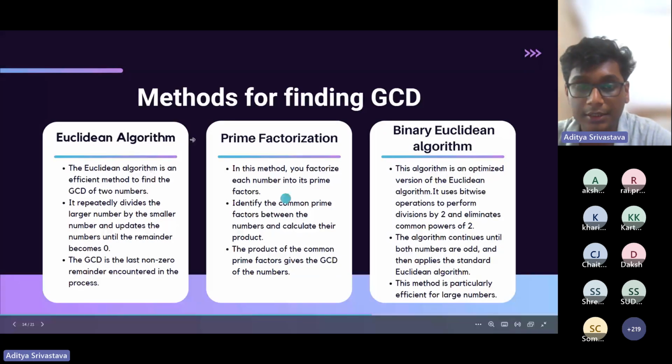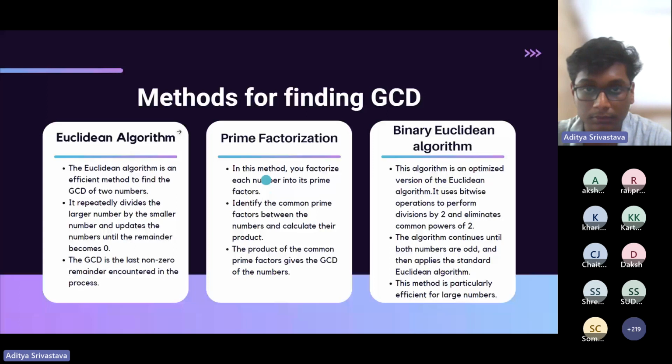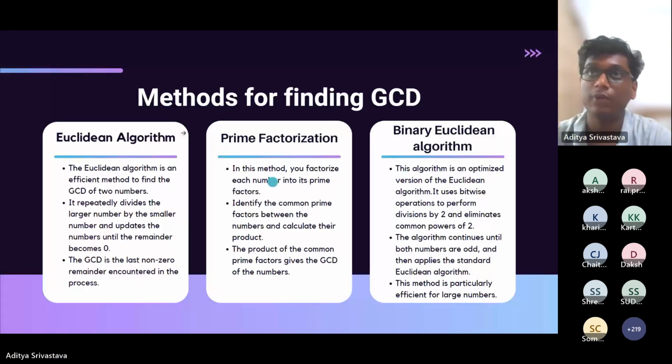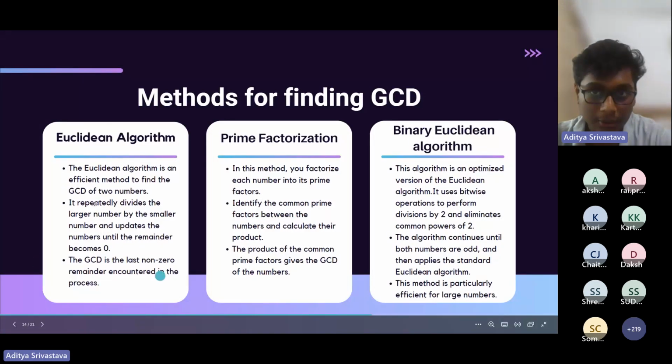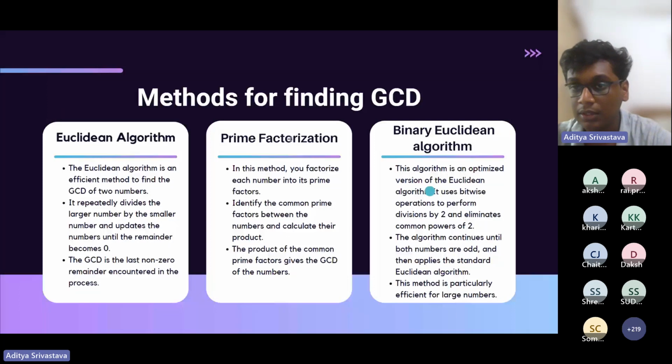So prime factorization is a method for finding GCD, but it's not the most optimal method. You'll have to write a prime function for that, and you'll need to store it somewhere. Then you need to compare between those prime factors, the powers, and that's not a very good solution. We have a better method called the Euclidean algorithm, and there's an even better method, the binary Euclidean algorithm. This is just an optimized version of the Euclidean algorithm, which uses a bitwise operation to perform divisions by two and it eliminates common powers of two.